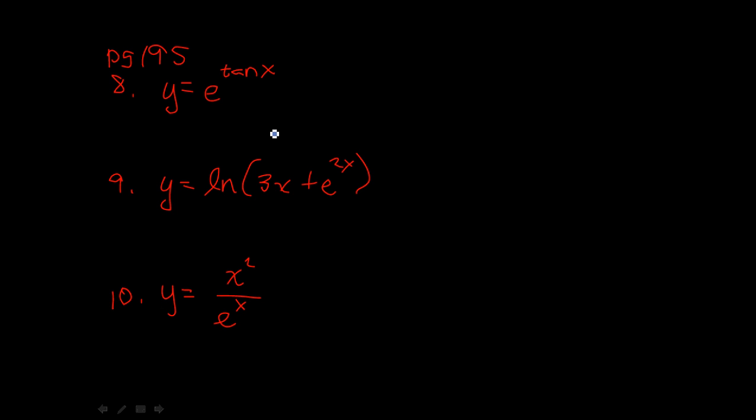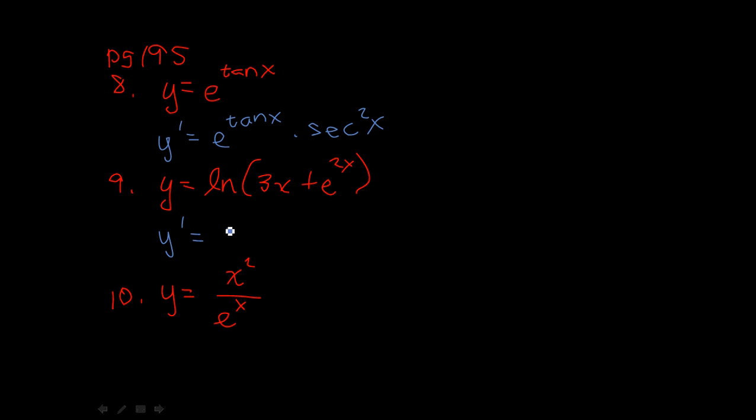Okay. Number 8, again, is going to be the chain rule. So the first thing we're going to take the derivative of is the e, which is just itself. So e to the tangent x is the first part. Now we take the derivative of the inside, which is tangent. So that comes out to secant squared. And then the derivative of x is just 1, so we don't have to worry about that.